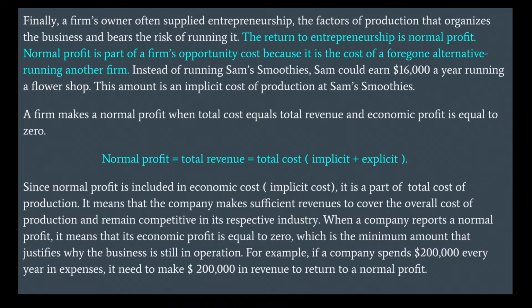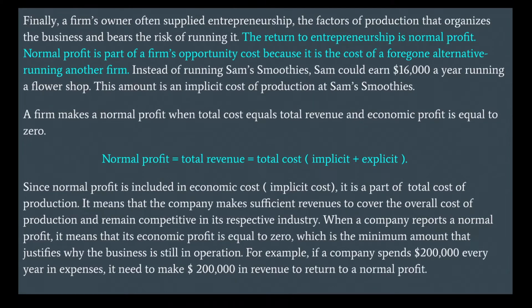Finally, a firm's owner often supplies entrepreneurship, the factor of production that organizes the business and bears the risk of running it. The return to entrepreneurship is normal profit. Normal profit is part of the firm's opportunity cost because it is the cost of a foregone alternative, running another firm. Instead of running Sam's Smoothies, Sam could earn $16,000 a year running a flower shop. This amount is an implicit cost of production at Sam's Smoothies.